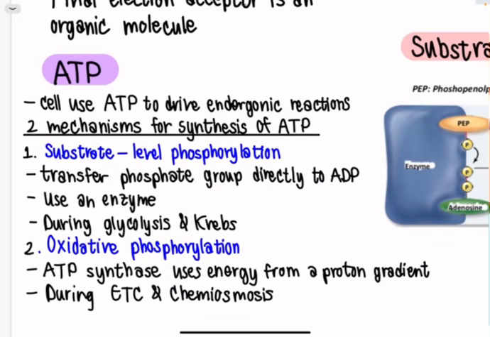Cells use ATP to drive endergonic reactions. There are two mechanisms of synthesis of ATP. First, substrate-level phosphorylation transfers a phosphate group directly to ADP. It uses an enzyme during glycolysis and the Krebs cycle.